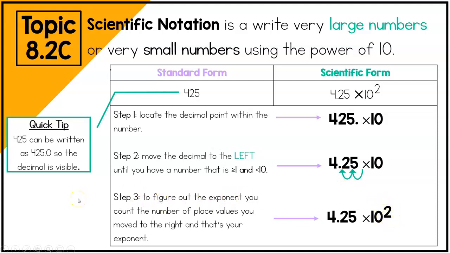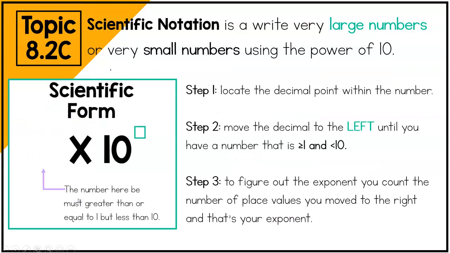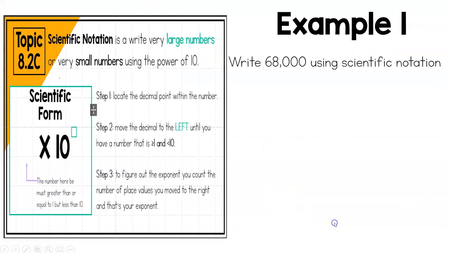We're going to work through a couple more examples. Just a reminder, these are our steps, and this is the form that it should be in. Step 1, locate the decimal point within the number. Step 2, move the decimal to the left until you have a number that is greater than or equal to 1, but less than 10. And figure out the exponent by counting the number of place values you moved.